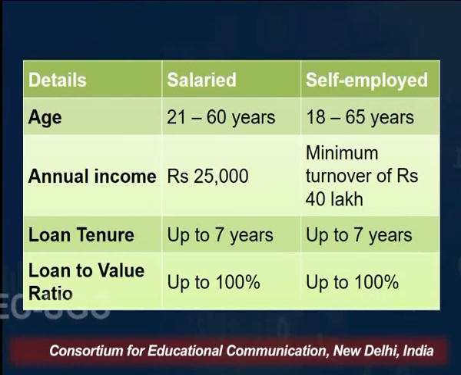Then we have the annual income also as a criterion: rupees 25,000 in case of salaried and minimum turnover of rupees 40 lakhs in case of self-employed. Now this particular condition of annual income is kept. Why? So that there is a reassurance to the bank that the people who are taking the loan are able to pay back the amount they have taken from the banks.